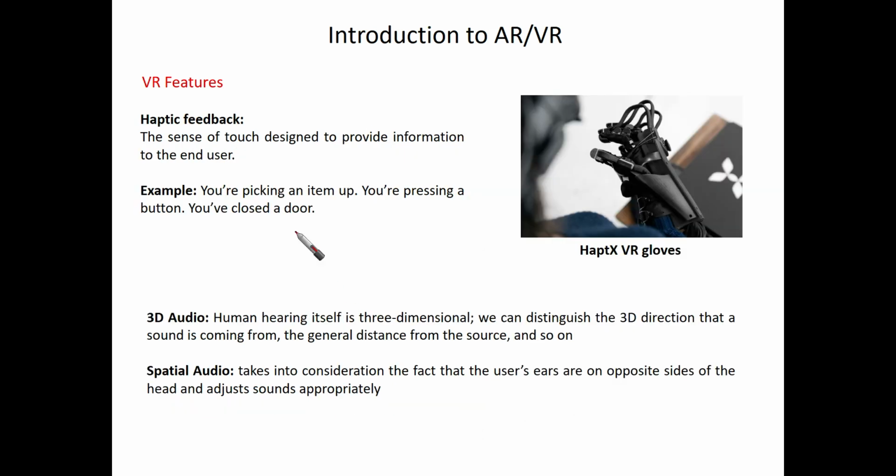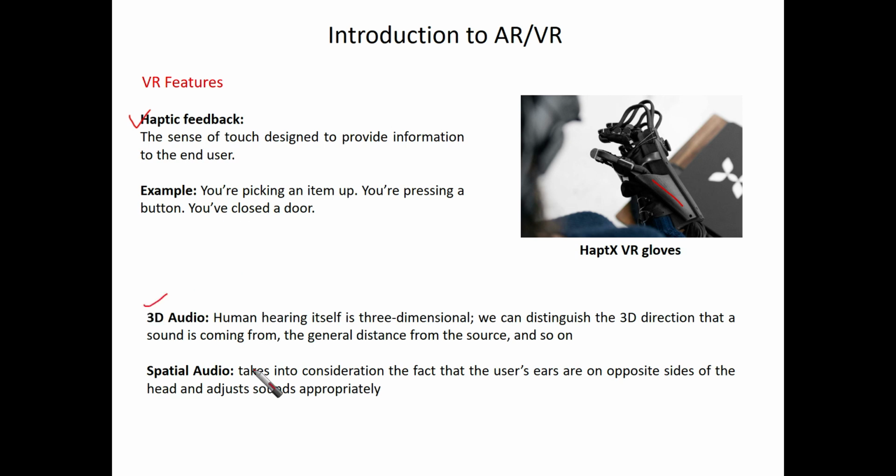So then some other features is haptic feedback. Haptic feedback is, for example, sense of touch, designed to provide information to the end user. For example, when I'm touching something or picking up some item. You are with the VR headset and you don't know many things, right? So you need to understand that I'm closing the door, or opening the door, or pressing a button or not. That kind of information you can get if you have haptic gloves, right? Haptic gloves can touch, and that's called haptic feedback. So that's the idea.